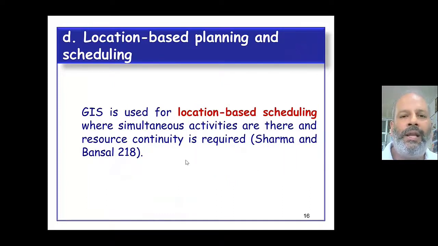The other area is location-based planning and scheduling. So GIS helps in location-based planning and scheduling, where simultaneous activities are there and resource continuity is required. So mainly here, repetitive scheduling is done.